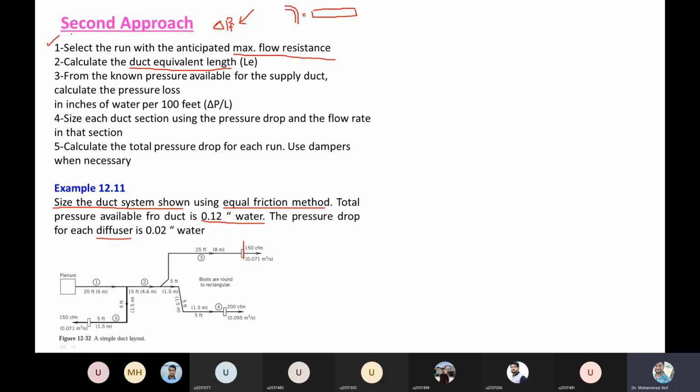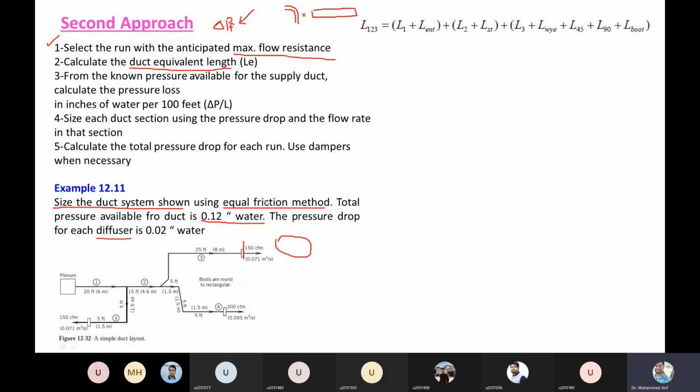The procedure is, first of all, you have to select the length which gives you the maximum flow resistance. So which length can give you the maximum flow resistance? This is, let's say, 6 meter. If we take this one, 6 meter plus 1.5, that will not be the maximum. If we count this one, this will not be the maximum. So the maximum one is 1, 2, 3. Right. So from the main supply, when you supply that duct to this zone, that will be the maximum flow resistance. So first you can calculate this one, right?